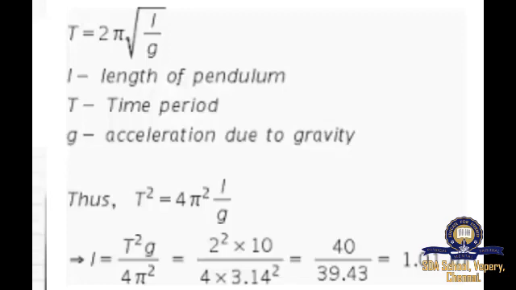So, you have to substitute 2 square into the gravity. The value for acceleration due to gravity is 10. So, you have to write 10 divided by 4 into, you know the value for pi, that is 3.14. So, 4 into 3.14. It becomes 40 divided by 39.43. If you divide these two, you will get 1.01 meter. That is 1 meter. Okay, we can round it to 1 meter. So, the length of the seconds pendulum is 1 meter.